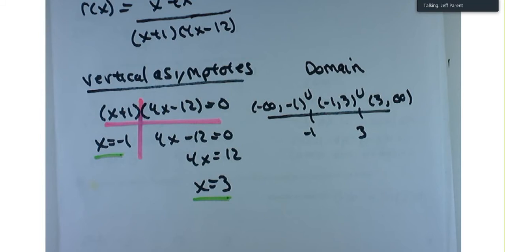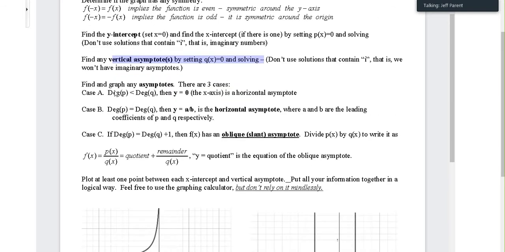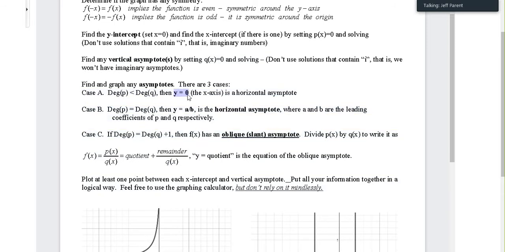Now, what about the horizontal asymptotes? For the horizontal asymptotes, there's really 3 cases. And it kind of depends on the equations here. If the degree of the numerator, that's your p, is less than the degree of the denominator, then you get y equals 0. That's your horizontal asymptote. If the degree of the numerator equals the degree of the denominator, then this is the interesting case. y equals a over b. The ratio of those leading coefficients, that's going to be your horizontal asymptote.